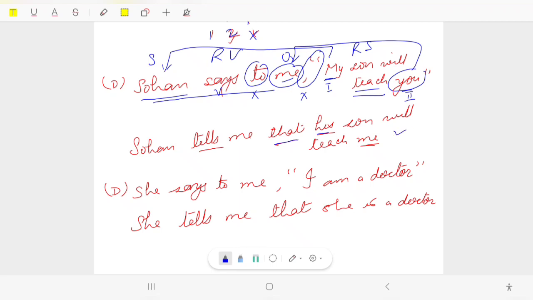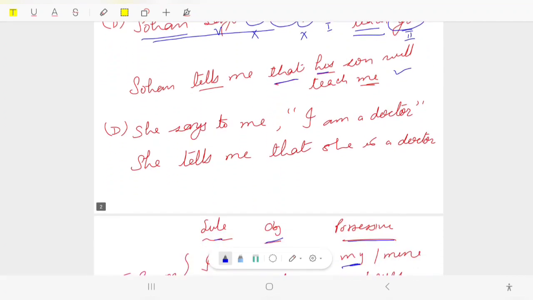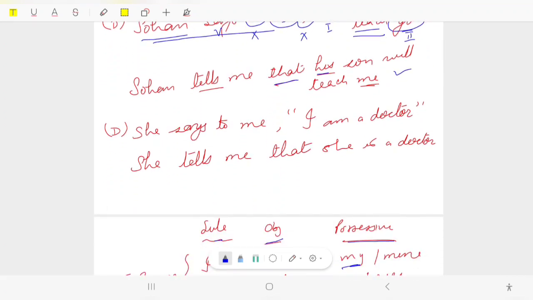This is how we change pronoun. We are discussing at this time only how to change pronoun, nothing else. One more example, then we'll see the next thing. She says to me, I am a doctor. The part which is out of inverted comma is the subject and this is the object. This one is the verb. She says becomes tells. Me as it is. Inverted comma removed.